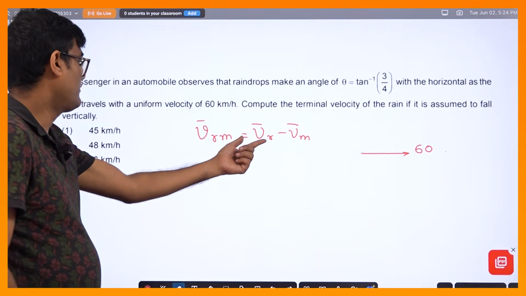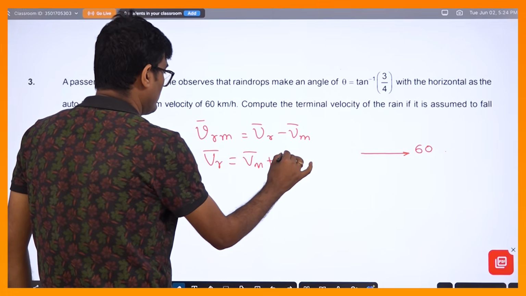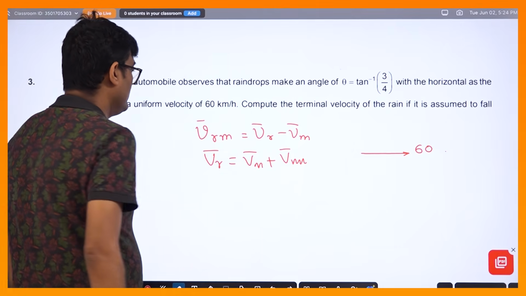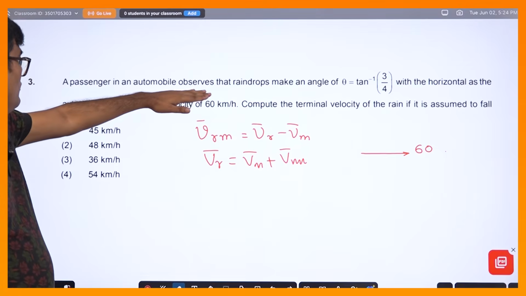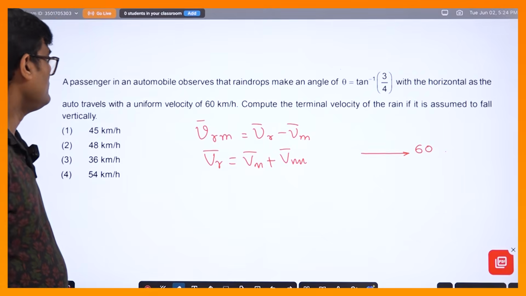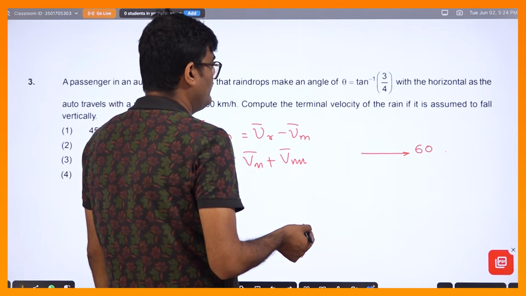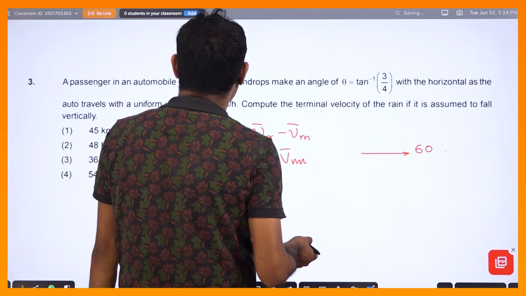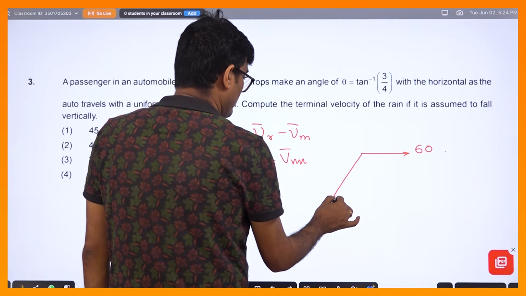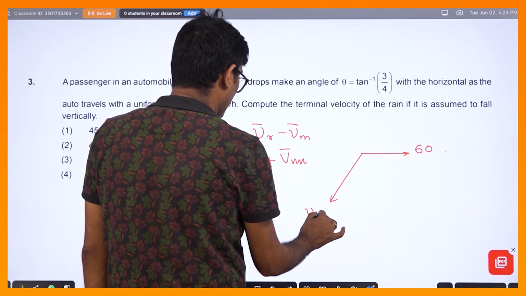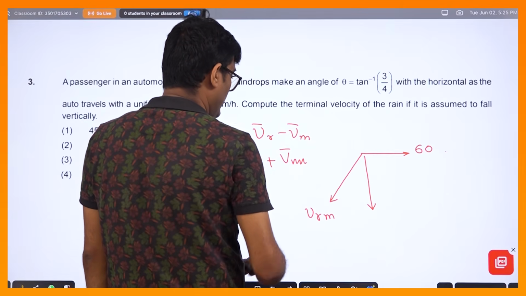I have to find the velocity of rain. Velocity of rain is equal to velocity of man plus velocity of rain with respect to man, right? And the velocity of man is given. Velocity of rain with respect to man makes an angle tan inverse 3 by 4, which is 37 degrees with the horizontal, right? So this is the velocity of rain with respect to man. When I add these two, the velocity of rain comes out vertical, right?